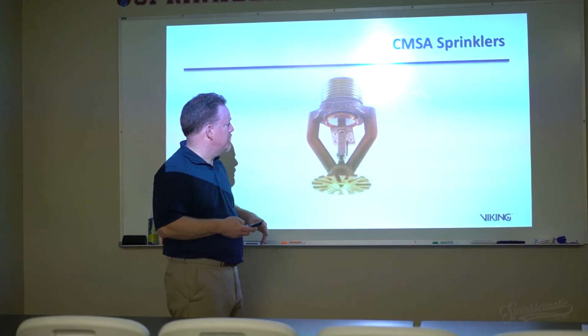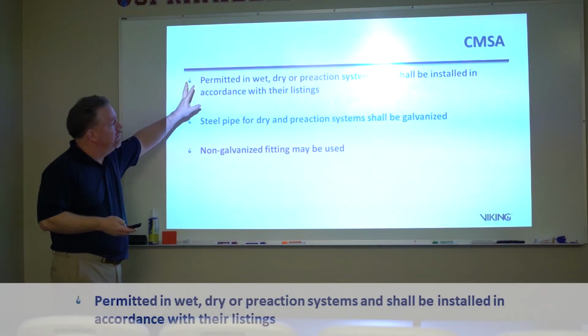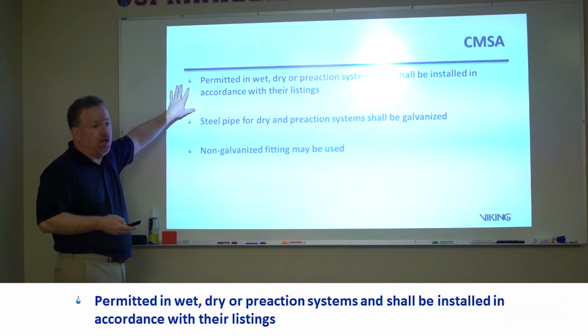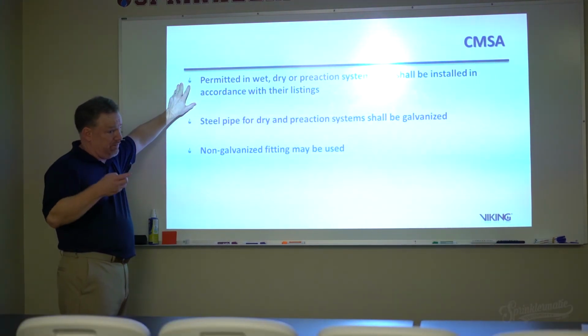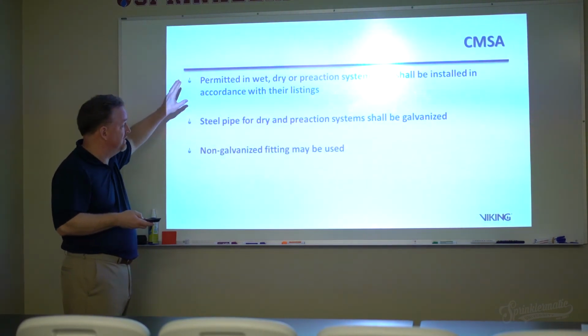All right, here's a CMSA sprinkler, a Viking CMSA sprinkler. And it's permitted on wet or dry or pre-action systems and installed in accordance with their listing. You're not going to find a whole lot of spacing requirements and obstruction requirements on these, because it's going to be installed in accordance with its listing.